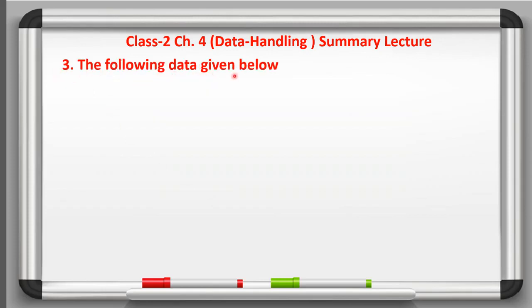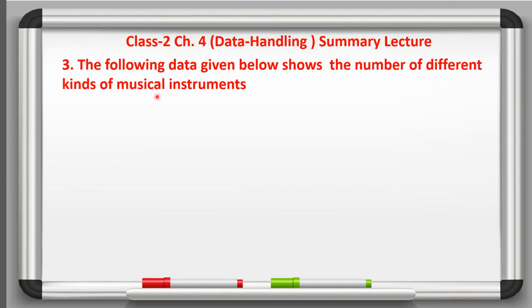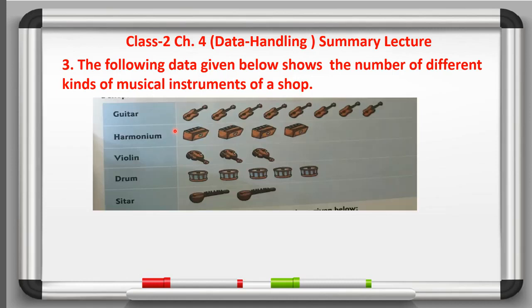The following data given below shows the number of different kinds of musical instruments of a show. Okay, so here we have been given this data beta and here we have some musical instruments. So here first of all guitar is given, then second musical instrument is harmonium, third one is violin and then drum, then sitar. Okay, so beta, now we have to give the answers based on this given data.